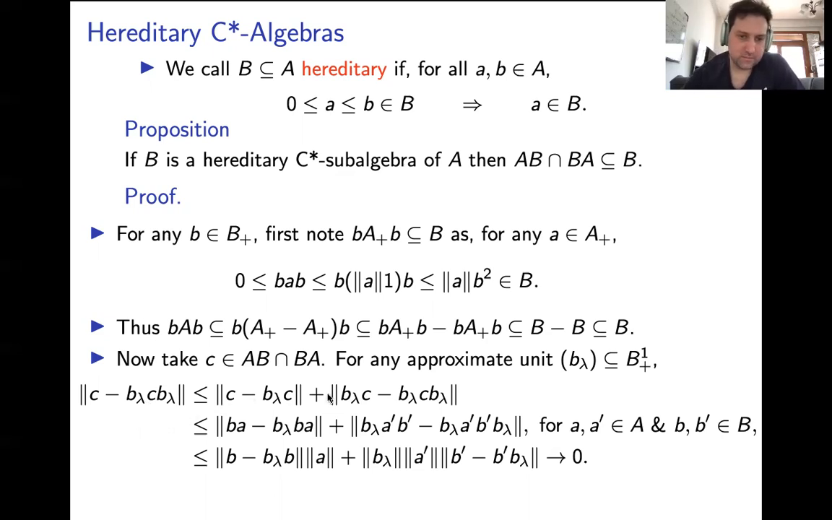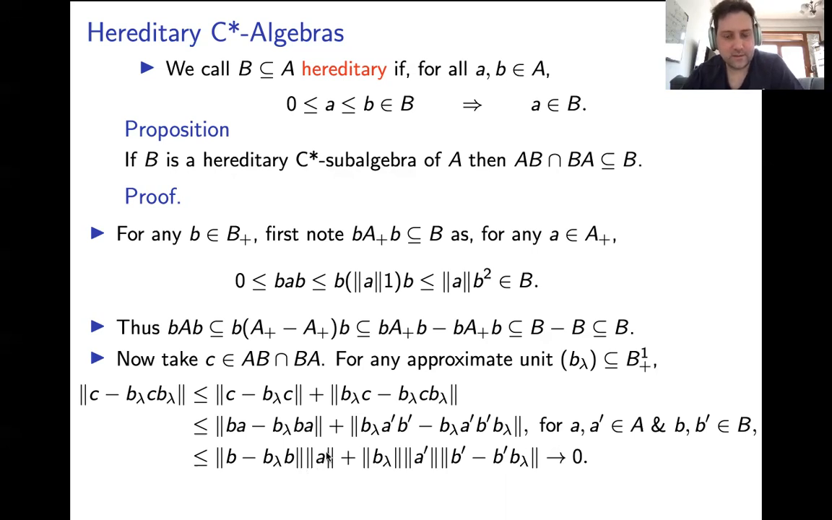So we just do a little trickery. We take away B lambda C, add B lambda C, apply subadditivity. Then we note that C on the one hand can be written of the form BA. This is by assumption: C has to lie within BA, so we can write it in this form. On the other hand, we can write it as A prime B, some potentially different elements, which still nonetheless lie within A and B respectively. And again, do a bit of submultiplicativity.